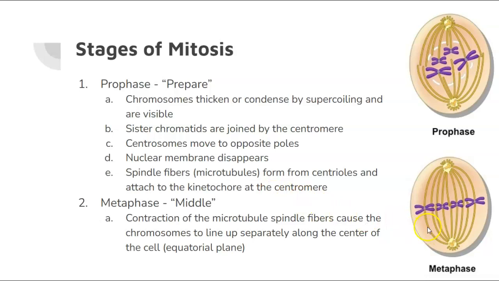In the next phase, metaphase, it just means in the middle. This is super straightforward. Those spindle fibers connect to the centromeres, and they just line up the chromosomes along the middle of the cell. That's the whole thing. They just line up in the middle.